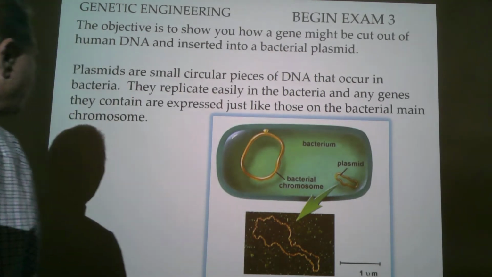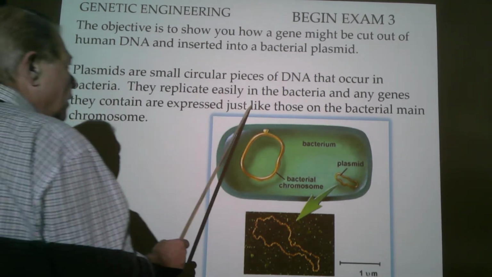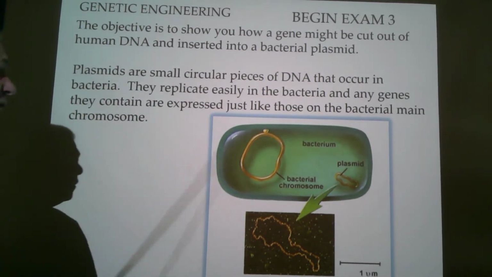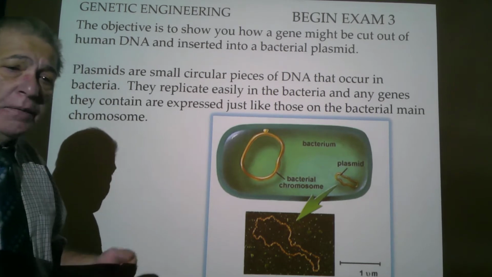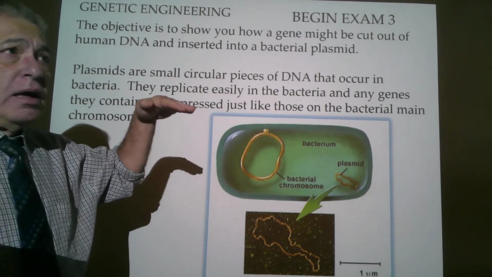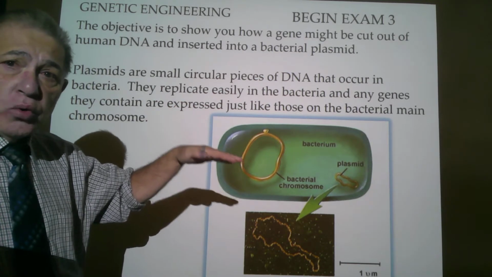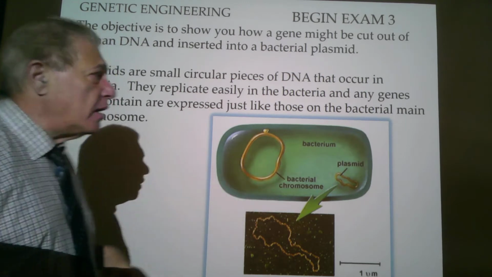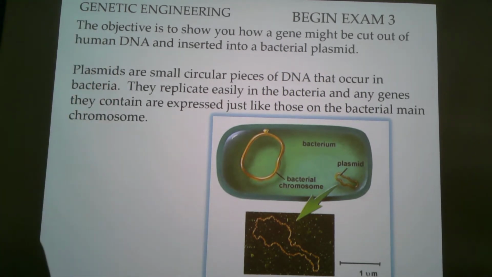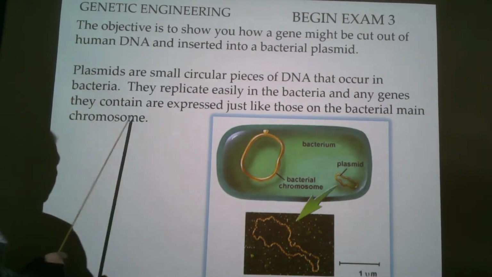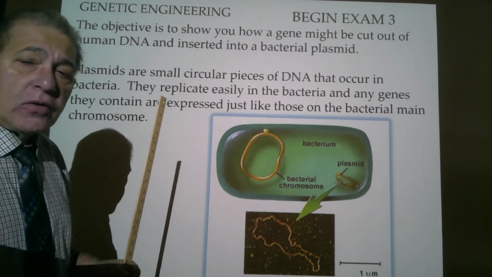So they replicate easily, and the bacteria and any genes they contain are expressed, and you should understand that term expressed by now. Expressed is when you have a gene and you want to allow that gene to make the product, that is to say the protein or the enzyme. It expresses that gene into a protein or an enzyme. And these plasmids have genes just like those that are on the bacterial chromosome. So let me move on to the next slide.